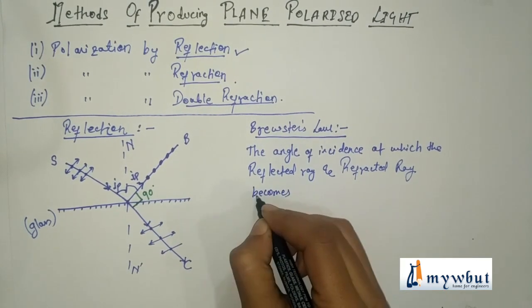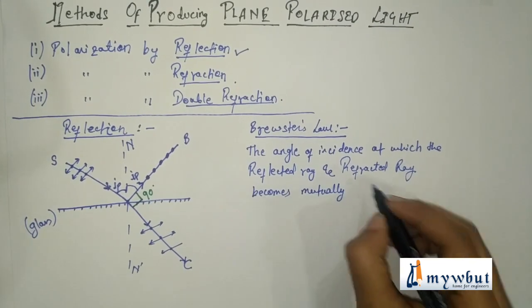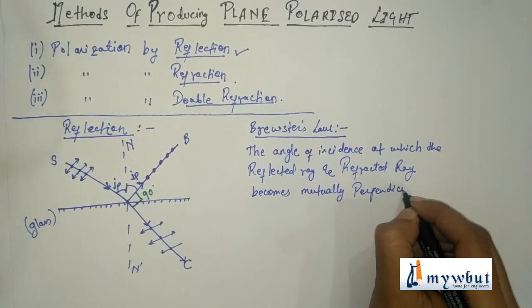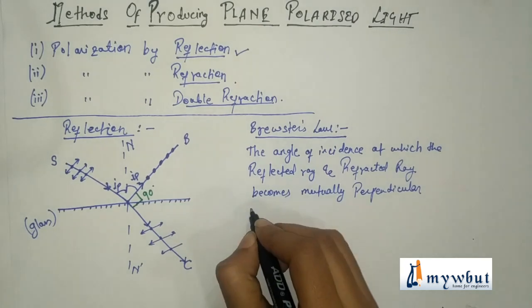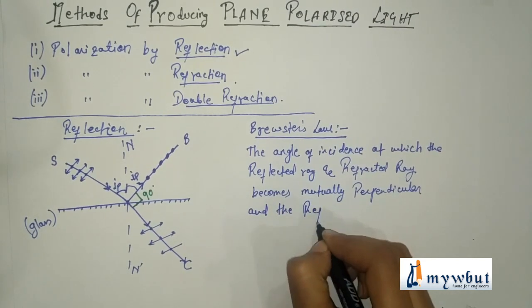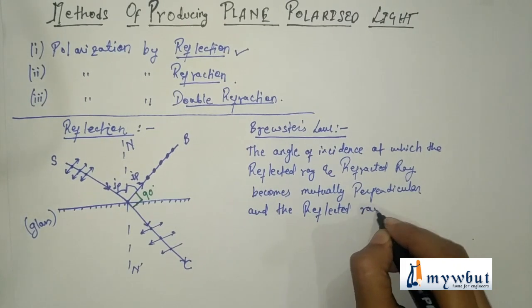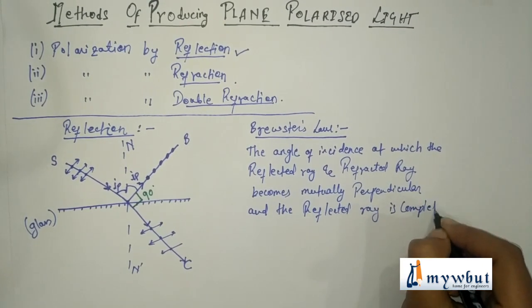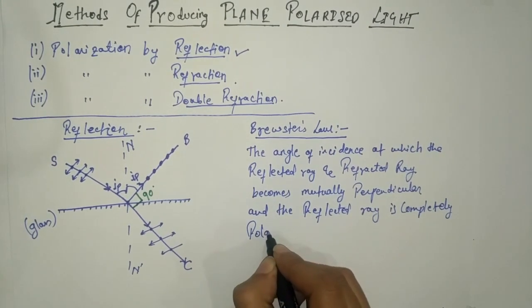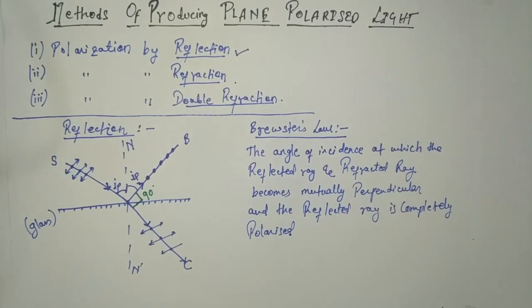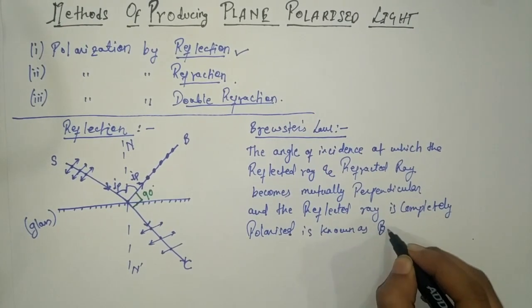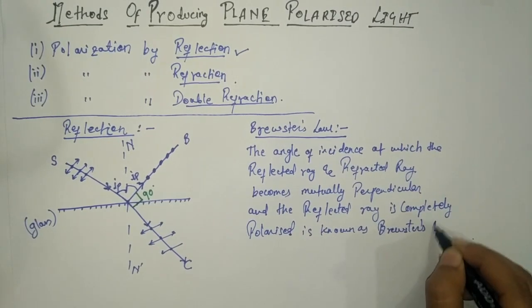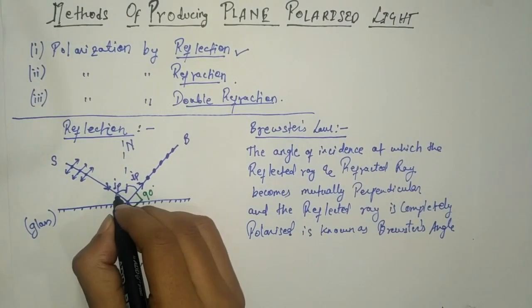becomes mutually perpendicular to each other, and the reflected ray is completely polarized, remember, not partially, it is completely polarized, is known as the angle of polarization or Brewster's angle. So you can see what the Brewster's angle is. This one is the Brewster's angle.